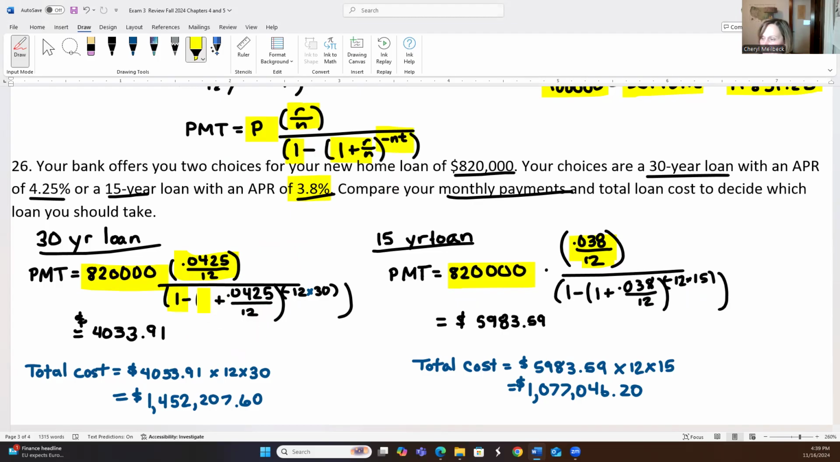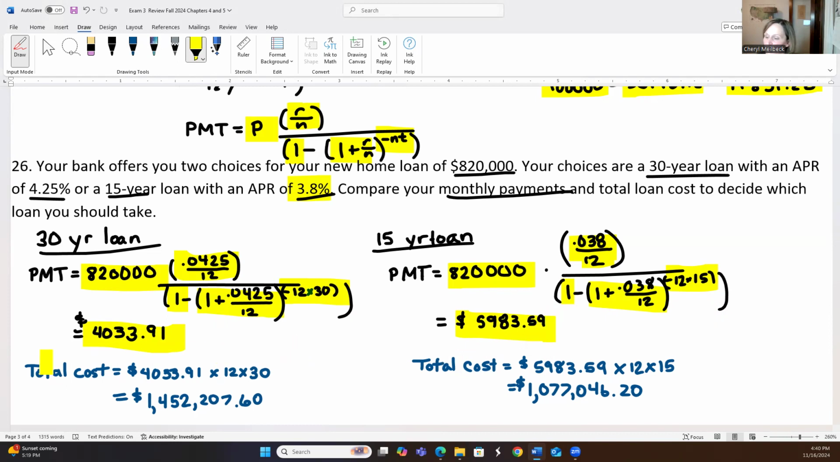So we have 1 minus, and then this part needs to be in a parenthesis all of its own, this 1 plus 0.0425 over 12. And then that whole bit gets taken to the negative 12 times 30 for the 30-year loan. And then the 1 minus this bit in the parentheses, the 3.8% divided by 12, to the negative 12 times 15 because that's our 15-year loan. When we multiply these out, your 30-year loan is only $4,033.91 a month. Your 15-year loan is almost $6,000 a month.